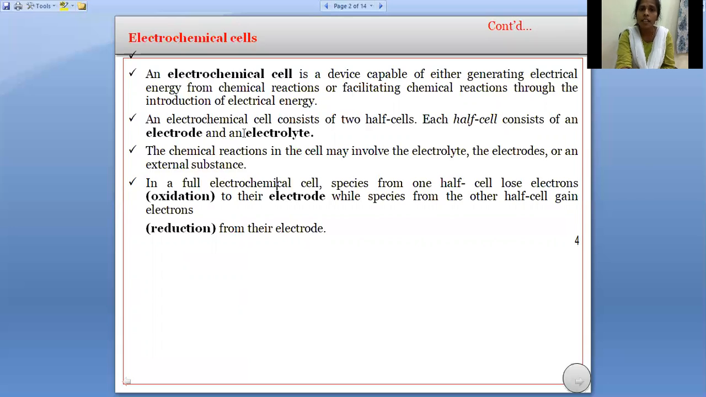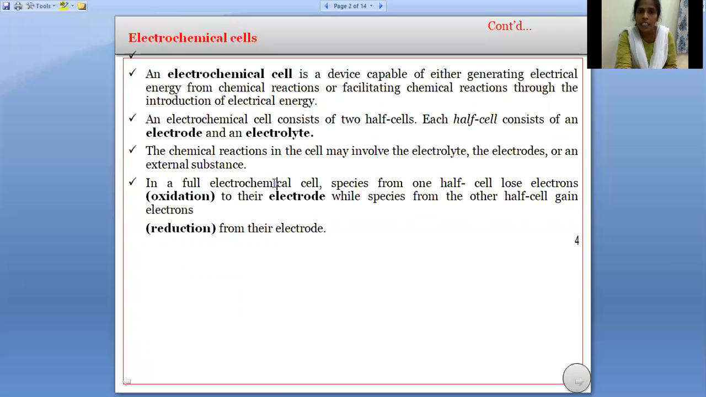An electrochemical cell consists of two half cells. Each half cell consists of an electrode and an electrolyte. So this cell consists of two half cells. I explained in the previous class what is meant by a half cell. A half cell is nothing but half of the part of the cell. So here each half cell contains an electrolyte. Each half cell consists of an electrode and an electrolyte.